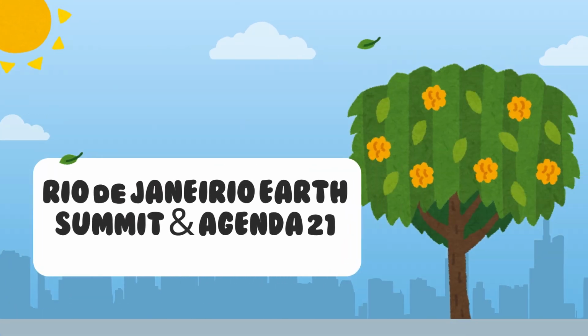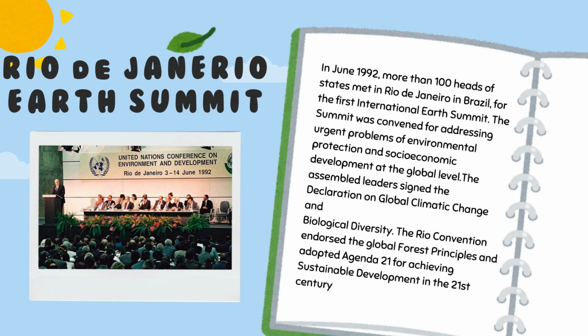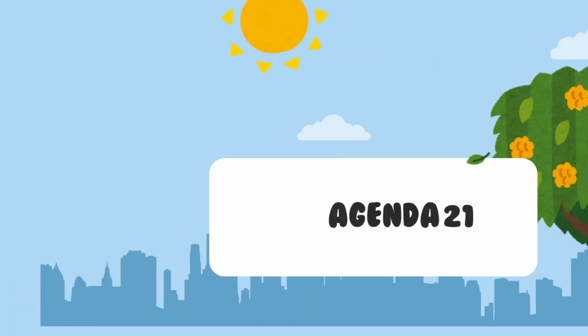Let us look at two more events significant to sustainable development as mentioned in the lesson. First, the Rio de Janeiro Earth Summit. This summit was held in the month of June in the year 1992. The question of environmental protection and socio-economic development at a global level was discussed. More than 100 countries' global leaders signed the Declaration of Global Climate Change and Biological Diversity. It was through this summit that the adoption of Global Forest Principles and Agenda 21 occurred.